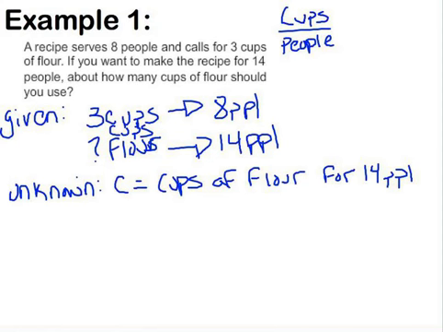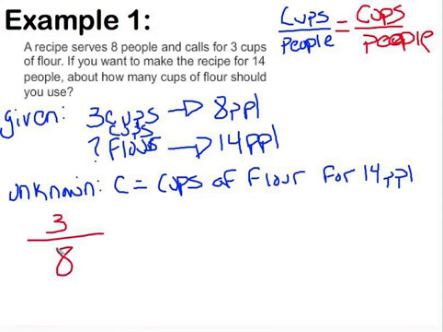So in this case, we have cups per people, and we're going to want that to equal cups per people. So I know that in this particular case, our recipe calls for 3 cups of flour for every 8 people. So if I want to make that same recipe and I want to make it taste good for 14 people, that means that I need to know what will create a proportion that would keep my recipe equivalent to the original recipe.